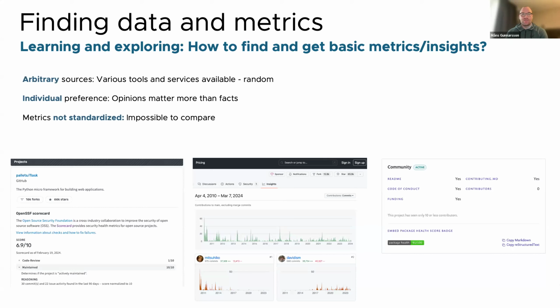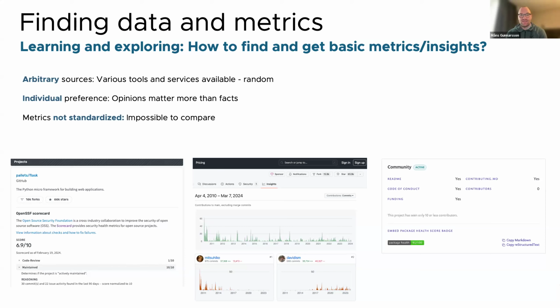So, starting with issues around finding and using basic metrics or insights. A big problem here is that there usually is not a single pane of glass available. There's various tools and services available, and developers each have their own individual preferences, and those preferences are often based on personal opinion or based on habit. So unless your open source policy decides what the single source of truth is, any metrics or insights will be more or less random and impossible to compare.